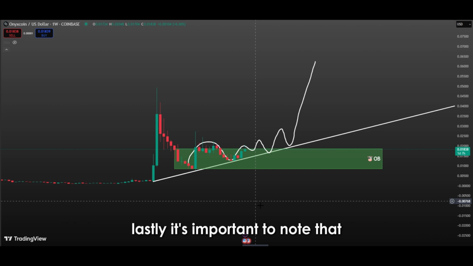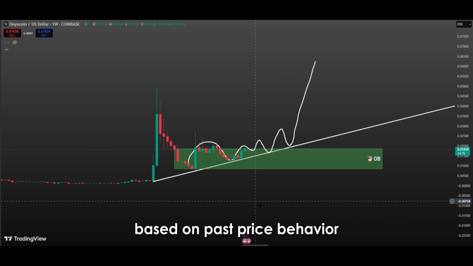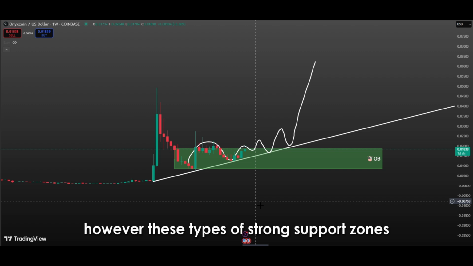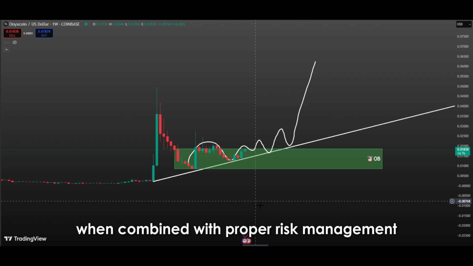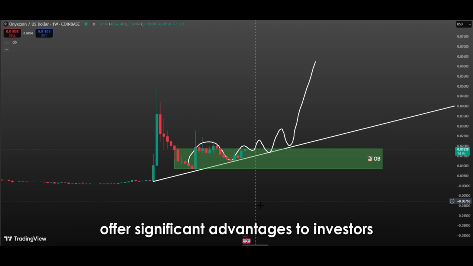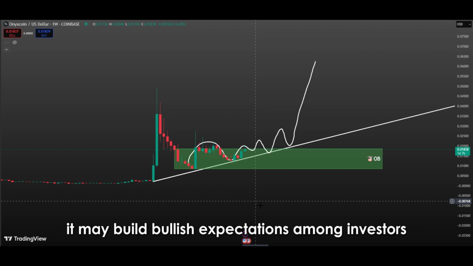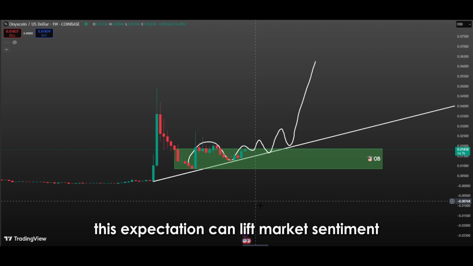Lastly, it's important to note that while technical analysis tries to predict the future based on past price behavior, it never provides absolute certainty. However, these types of strong support zones, when combined with proper risk management and strategic planning, offer significant advantages to investors. If the price remains above such a block and shows similar reactions to those seen in the past, it may build bullish expectations among investors. This expectation can lift market sentiment and create a positive atmosphere.